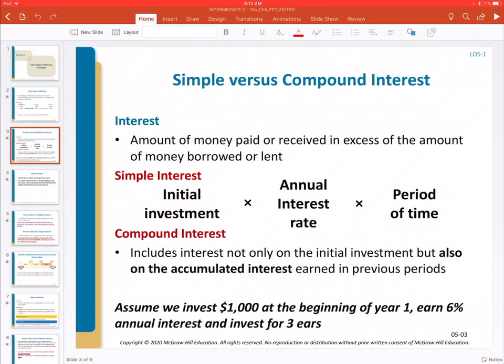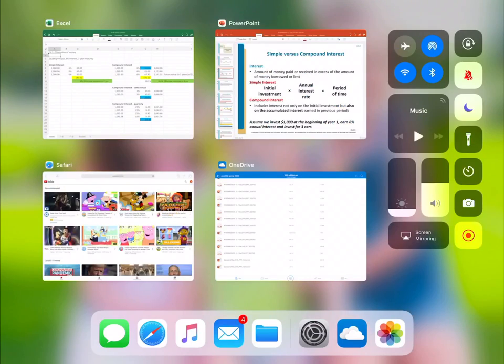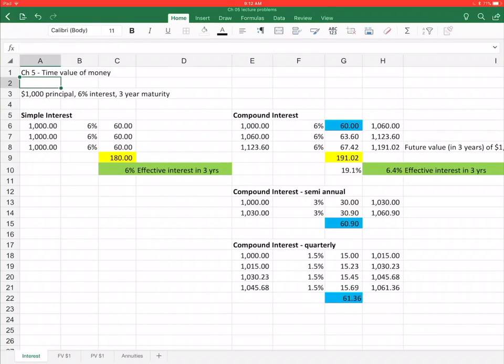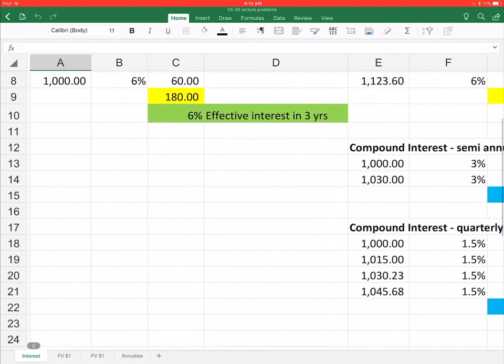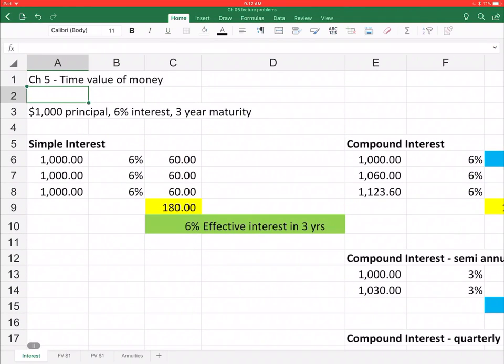To begin the conversation, we talk about compounding interest. There's a difference between simple interest and compound interest. Simple interest is when we have an initial investment, we have an annual return on that investment, and we calculate those earnings based on that annual return. If I jump over into my Excel spreadsheet, you can see that the top left side is where we're looking at simple interest.